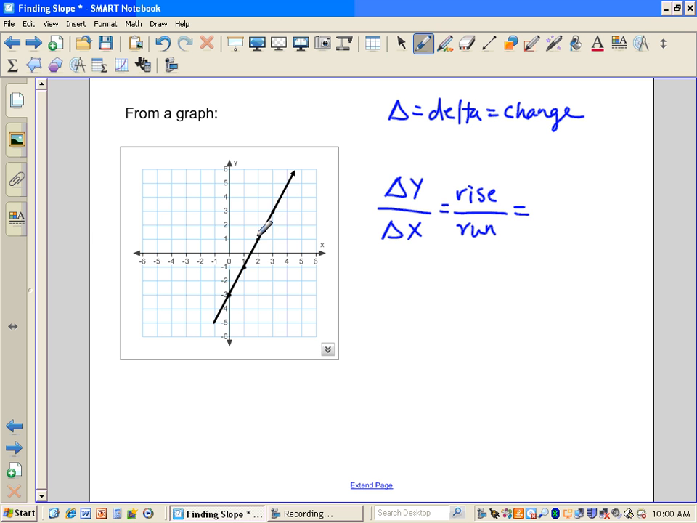Well, for this graph, my rise is, where I just need to pick a point to start. I can pick any of these points. I might pick this point right here. Okay, and how far do I have to go up to get to the next point? Well, I have to go up, it looks like 2, and I have to go over 1. So if I sort of draw an image of that here, to get from this point to this point, I had to go up 2, and I had to go over 1. So my rise is 2, my run is 1, so my slope is just 2. So I can say m equals 2. Okay?